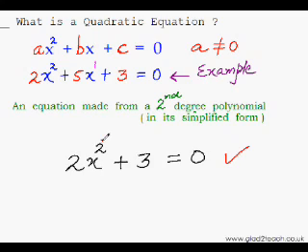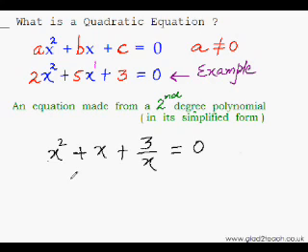Once again, it is of second degree and it is made up of a polynomial. Only thing is that this term, the middle term, is missing. That is, b must have been equal to 0. But it is still very much a quadratic equation as it fulfills these two vital conditions. So what about this equation?